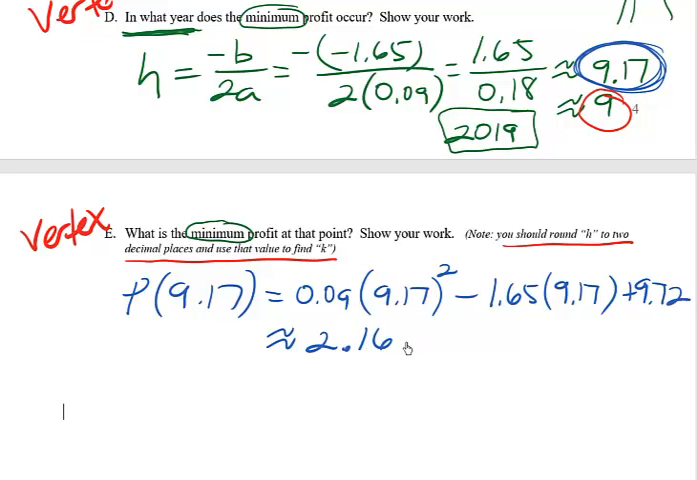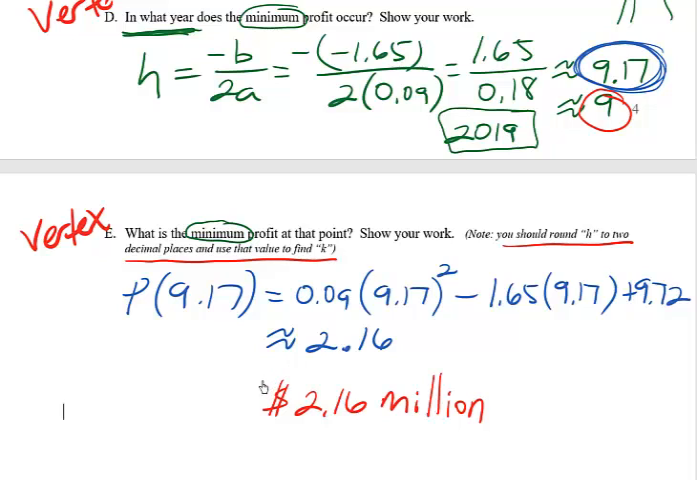2.16 for that. Again, let's make sure we're answering the question. We were supposed to be talking about a specific amount of money, the lowest profit that this company ever makes. We know it occurred in 2019, and we're now saying that that amount of money is $2.16 million.